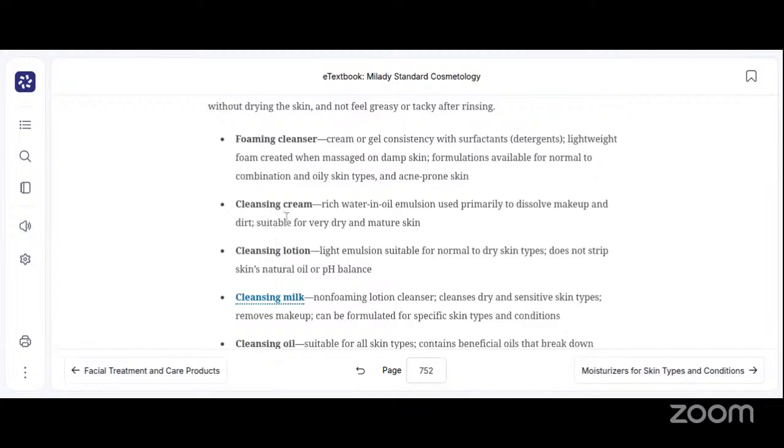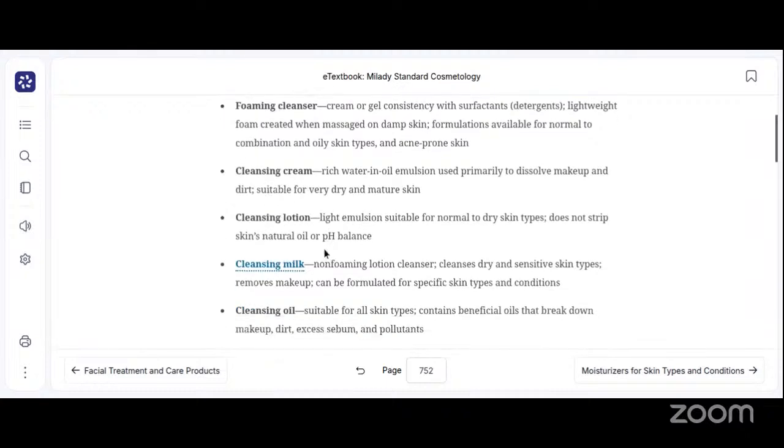Cleansing creams, think about what your parents used to use back in the day. Noxzema, that's a cleansing cream. And then, of course, we have Queen Helene. Most beauty schools use that to start off with our students. But cleansing cream and cleansing lotion, one is thicker, one is lighter. One is in a jar, and the other one has a pump.